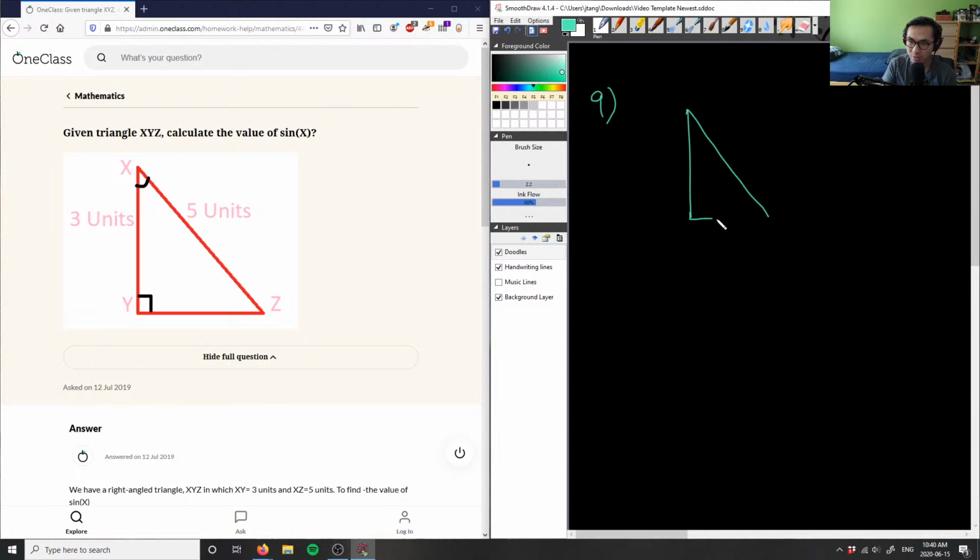So again, with all geometry problems, I like to draw a diagram. This is x, this is y, this is z. And this is nice because this is a right triangle. It says this side is 3 units, and this side is 5 units. And what we want to do is find the value of sine x. I'll say this is angle x, and we want to calculate the value of sine x.